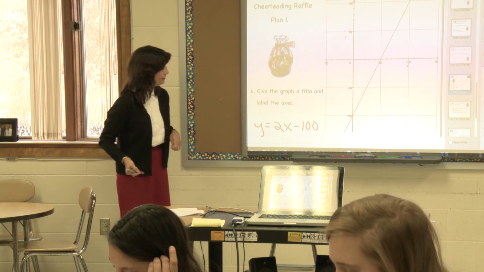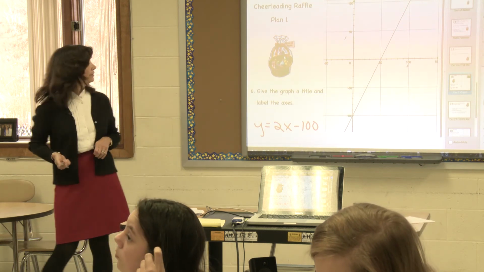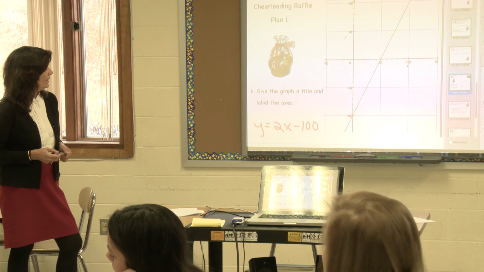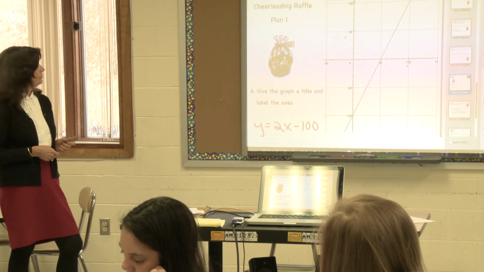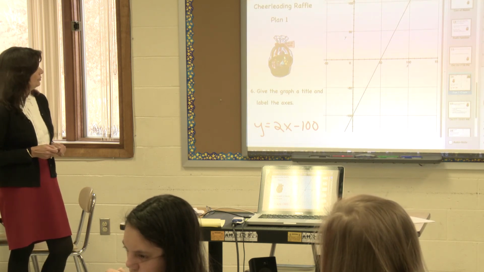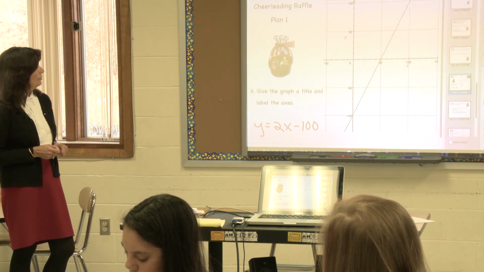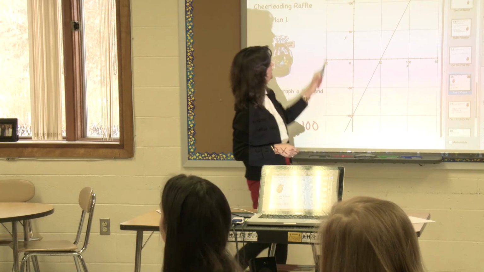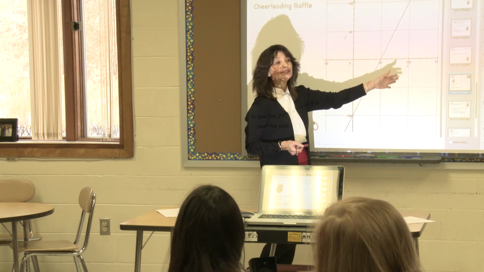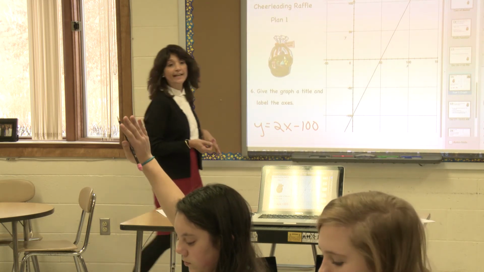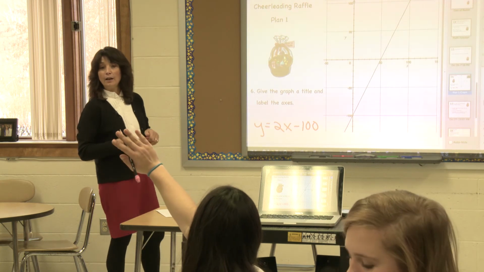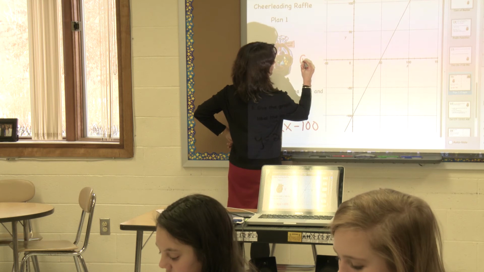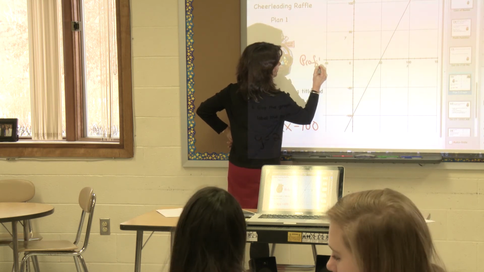And Paolo, what does the 2 stand for? The 2 stands for the cost per ticket. Okay, and what about the negative 100? That stands for how much they spent into the basket and how much they got. Okay, very good. So if I were to put labels here, what would I put for the y-axis? What would I put for the x-axis? Okay, Jenna? The y-axis would be profit and the x-axis would be number of tickets sold.